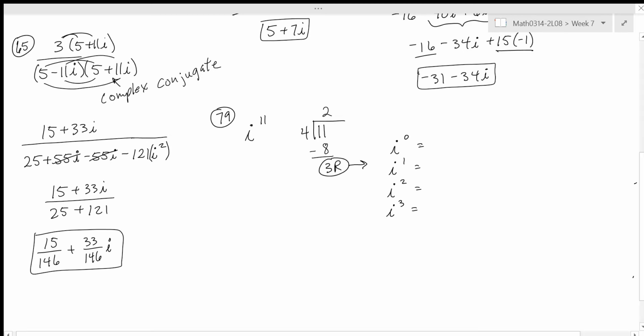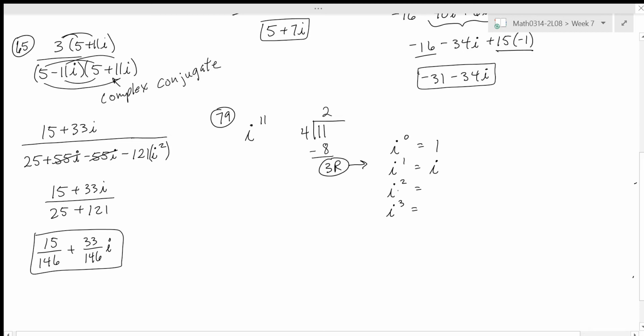So first of all, i to the 0. What is anything to the 0 power? 1. That's a math rule. Okay, what is i to the 1? Anything to the first power is itself. Like 3 to the first power is not 1, it's 3. 5 to the first power is 5.